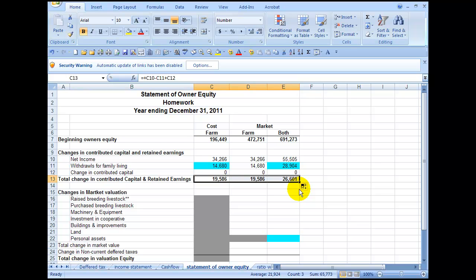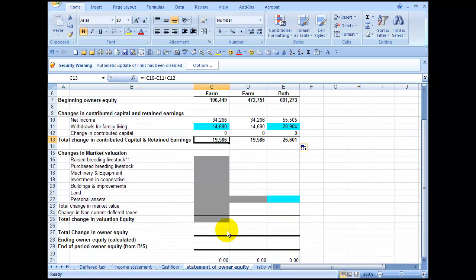So we've got, from operating our business, we increased our wealth by $19,586. For cost-based, that's the only source of our changes in wealth. And so our total change in owner's equity here is just plus whatever that change was.